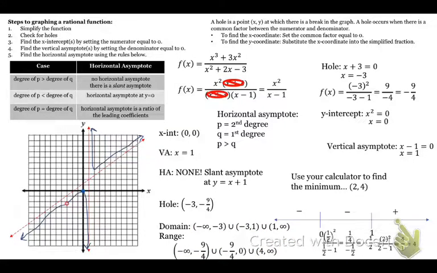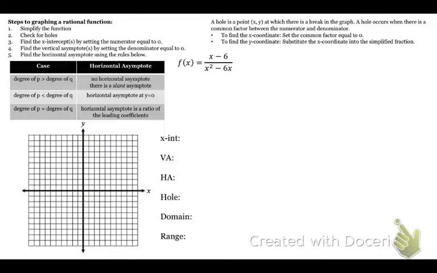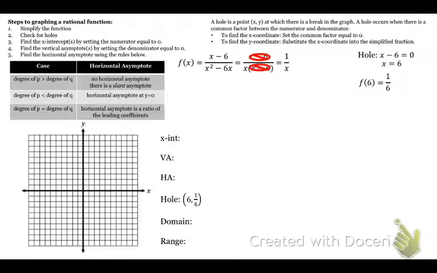Alrighty, next. X minus 6 over x squared minus 6x. So then factor it, those x minus 6's cancel, so that means we have a hole at x minus 6 equals 0, so x equals 6. Then if we plug that in, f of 6 equals 1/6, so that means that our hole is at 6, 1/6. So that's going to be like right there.